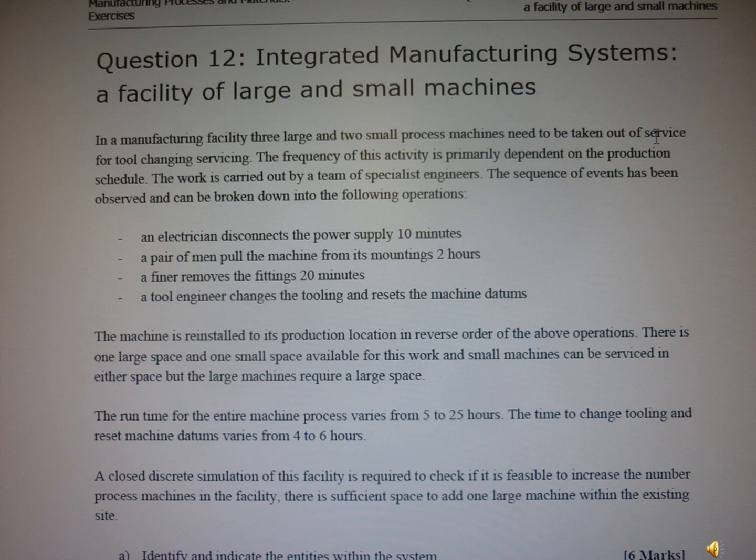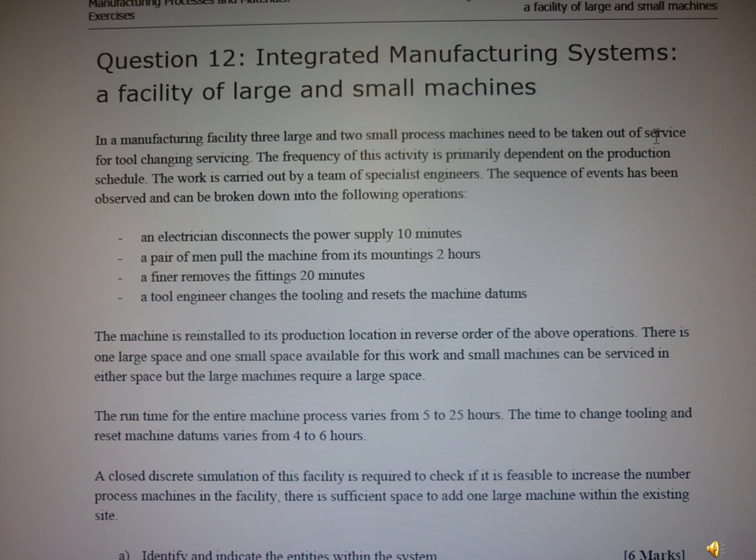This is the integrated manufacturing system facility of the large and the small machines. In the manufacturing facility, 3 large and 2 small processor machines need to be taken out of service for the tooling changing services. The frequency of this activity is primarily dependent on the production schedule. The work is carried out by teams of specialty engineers.